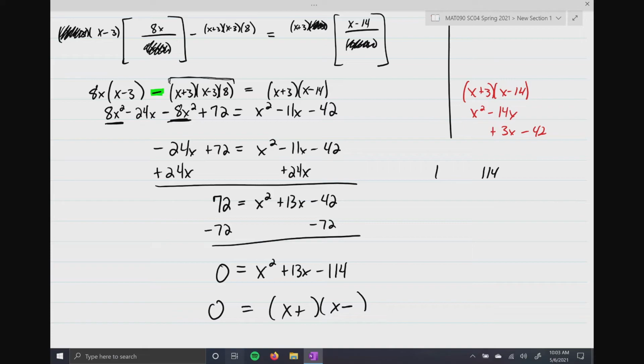So 2 and 57. 3 and 38. I don't know if a 4 works. What did you get? 6 and 19. I'm going to go with that. So, negative 6 plus 19 equals 13. And that's good. So, 6 and 19.